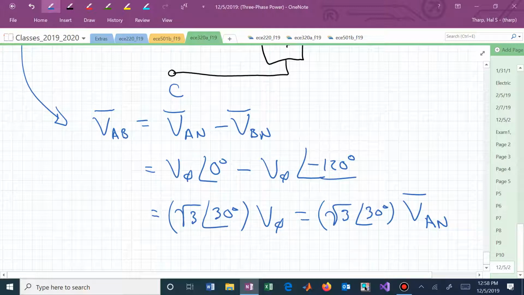If you now want to know how do I get my A phase line voltage from my A phase phase voltage in a Y interconnected load, I just alter my phase voltage by a magnitude of the square root of 3. I enlarge it, and I rotate that phasor by 30 degrees. That's the connection between V sub AB, the line voltage, and the phase voltage V sub AN.